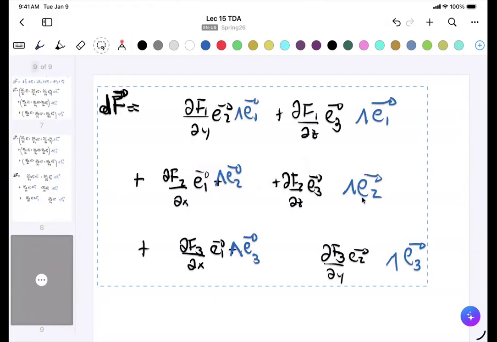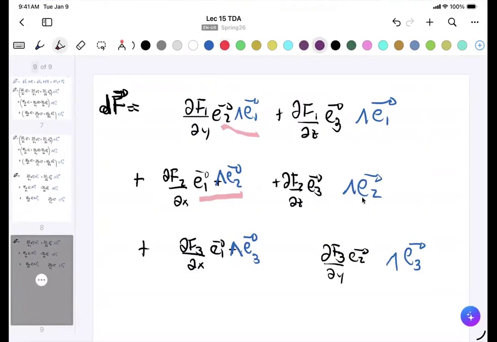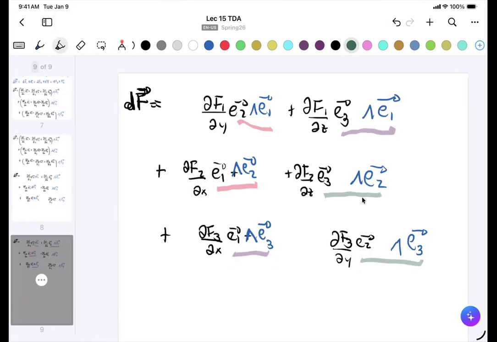Okay, and this will almost be the last thing I do for today. Just to indicate how I'm pairing them, I'm going to use the same color. So I'll pair these two together, I'll pair these two together, and I'll pair these two together. So let's see what happens.